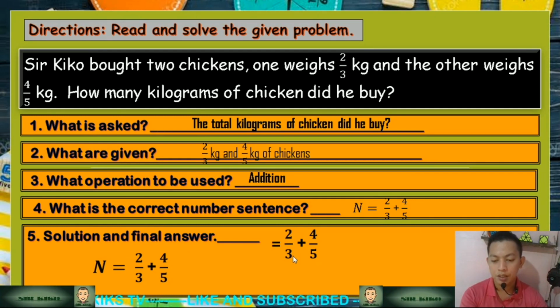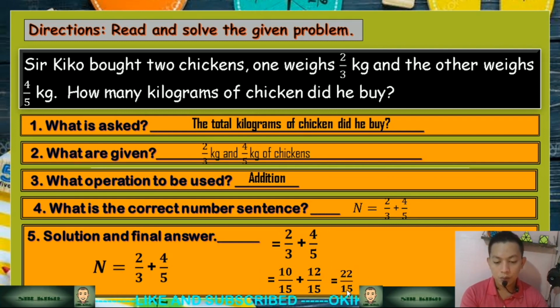And then, for your solution and final answer, this would be your number sentence: 2/3 plus 4/5. To make these similar, find the LCD. The LCD is 15. And then 15 divided by 3, the answer is 5. And then multiply it by 2, the answer is 10. 15 divided by 5, the answer is 3, and 3 multiplied by 4, the answer is 12. Then copy the denominator. The denominator of these two fractions is 15, and then add the numerators. 10 plus 12, the answer is 22.